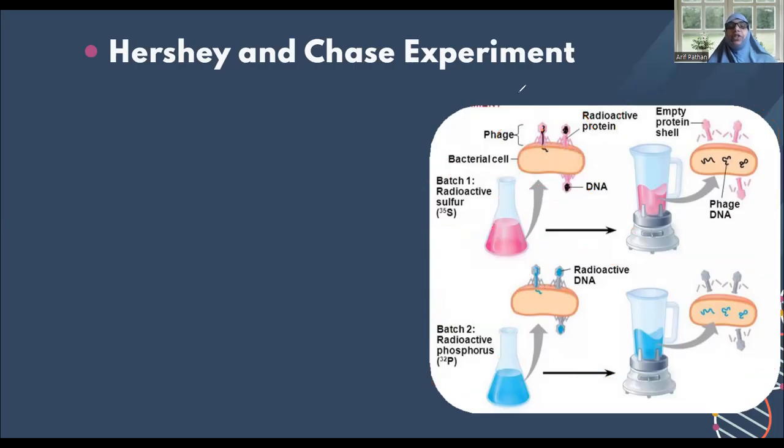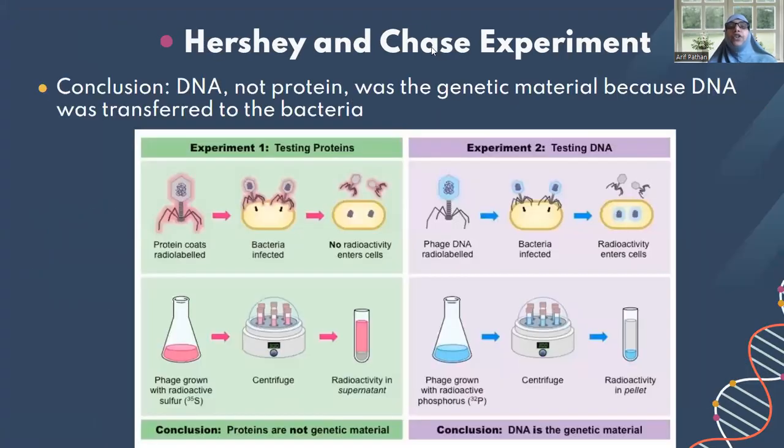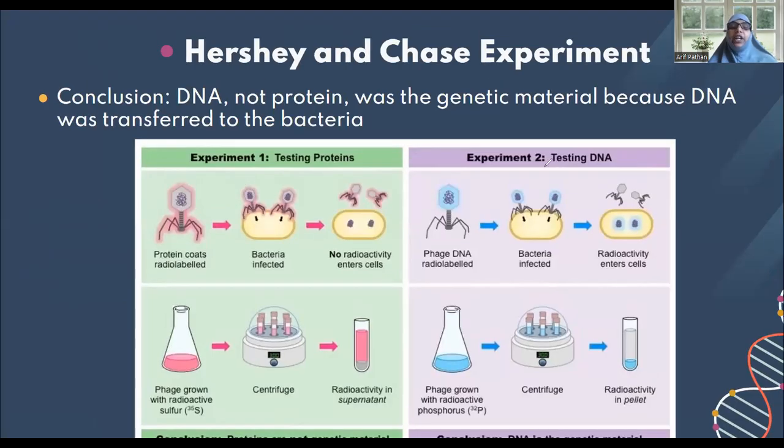What was the conclusion and observation? So this was the step: viruses were allowed to infect the bacteria. Here the bacteria is E. coli, and then the virus and bacteria were separated with centrifugation to check which part shows radioactivity. The conclusion was that DNA showed radioactivity, whereas protein did not show radioactivity. Have a look at this representation.